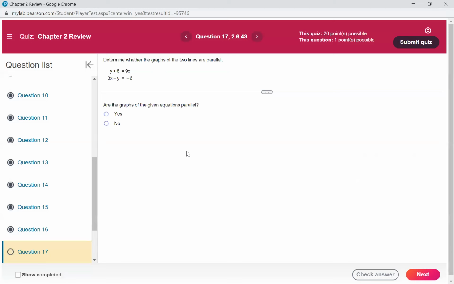All righty, so let me write this. New stuff we did the other night. So I got y plus 6 equals 9x. I got a 3x minus y equals negative 6. And they want to know whether these graphs will be parallel or not.